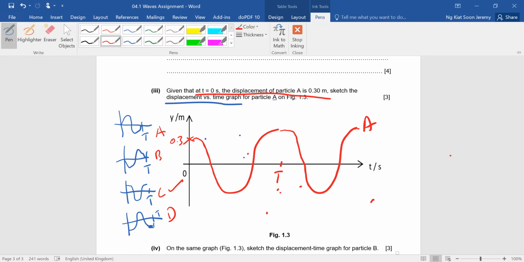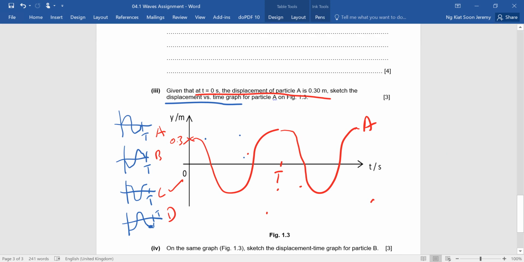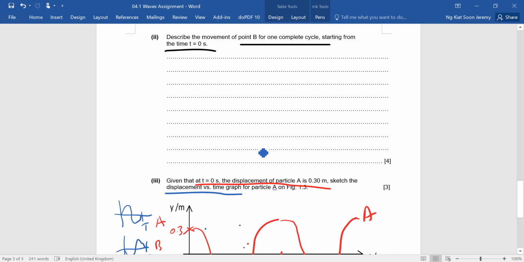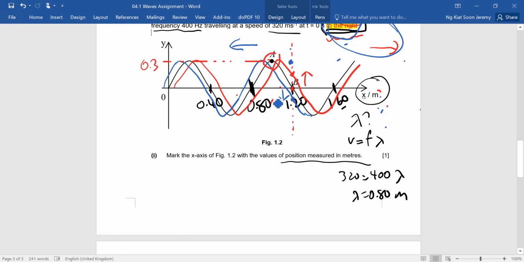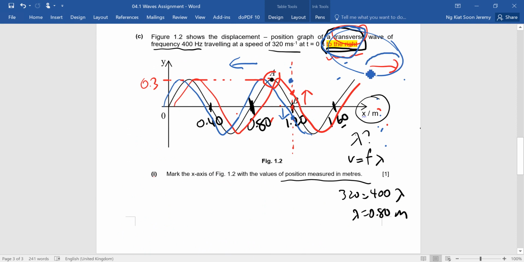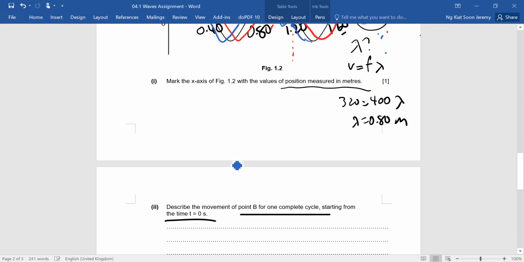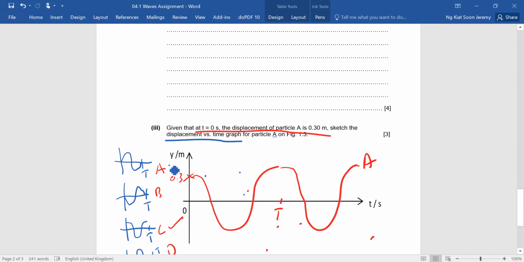Later on at the bottom they ask you to sketch B. Now B is slightly more complex because it depends on the direction of motion of the wave. Again, we'll take it that the wave moves to the right, and therefore at the next instant B moves up. So B at time t equals 0 starts from the rest position. From this I already know it's either A or B, because only A and B start from rest.